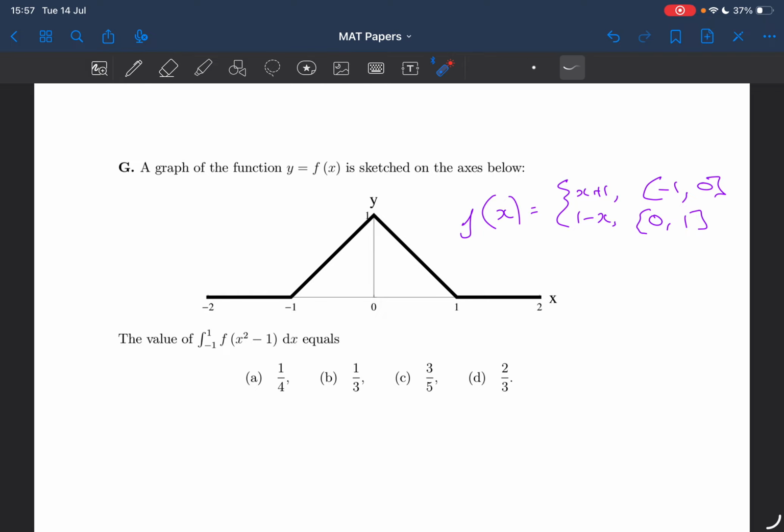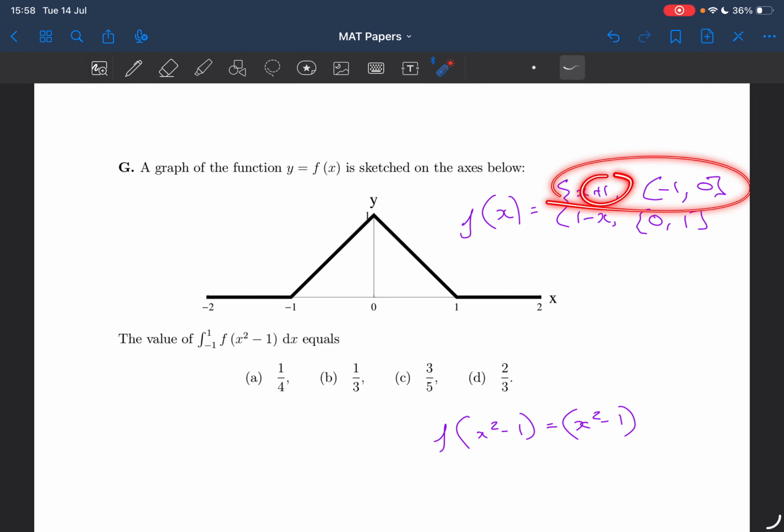When we look at the x squared minus 1 then, which one we use here depends on this value. But we're looking at between -1 and 1. So the x squared minus 1 is always negative. X squared, if you're between -1 and 1, is always going to be between 0 and 1. So if we take away 1 from that, we're always going to be between -1 and 0. So we could be 0, I suppose, not necessarily negative, but non-positive. So we don't want to be looking at the positive side here. We want to be looking at the negative side. So effectively, f of x squared minus 1 is equal to x squared minus 1.